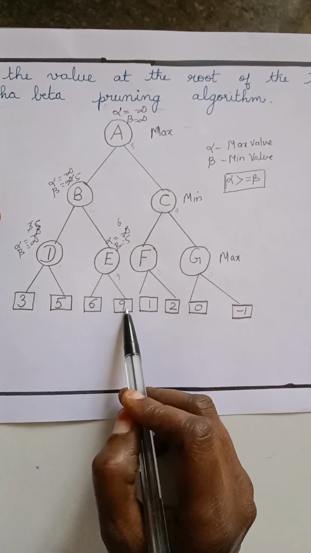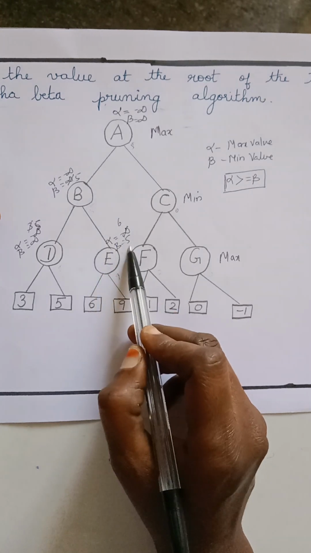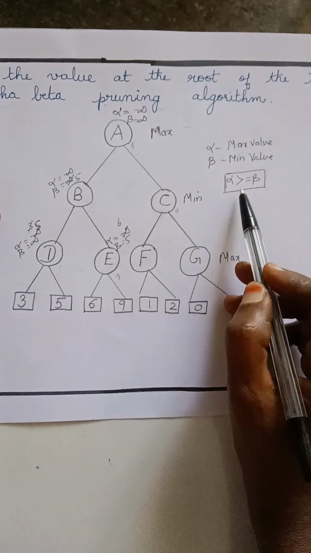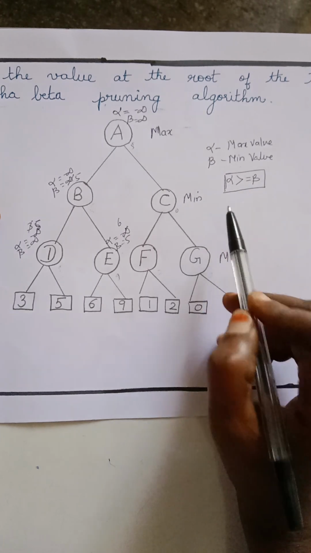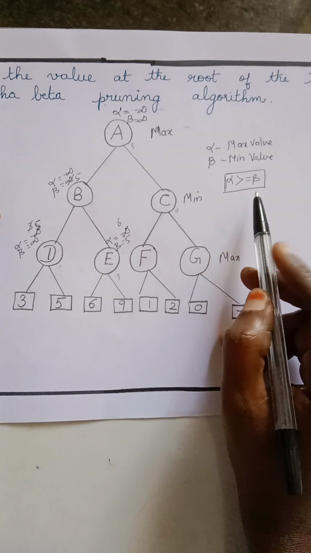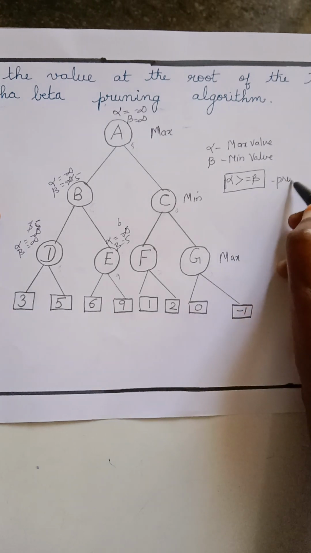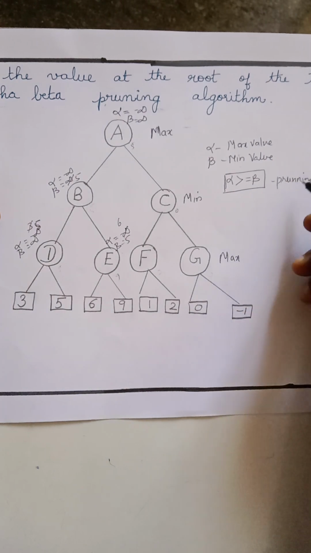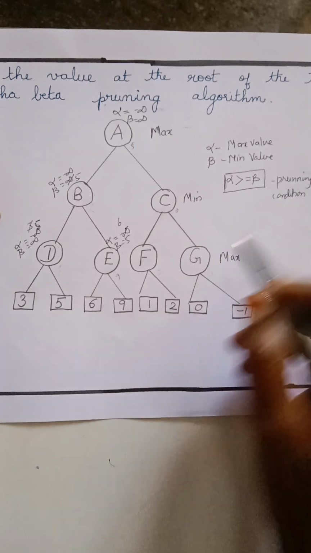Next you have to come to the right node, but here you see that alpha is 6 and beta is 5. So this condition is reached, that is alpha is greater than or equal to beta. When alpha is greater than or equal to beta, the pruning condition is reached. So this is the pruning condition.